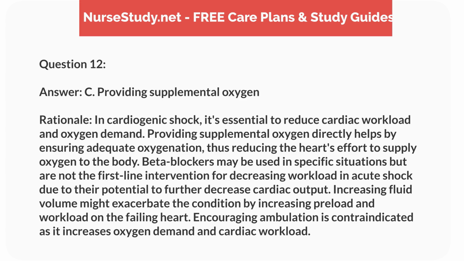Rationale. In cardiogenic shock, it's essential to reduce cardiac workload and oxygen demand. Providing supplemental oxygen directly helps by ensuring adequate oxygenation, thus reducing the heart's effort to supply oxygen to the body. Beta blockers may be used in specific situations, but are not the first-line intervention for decreasing workload in acute shock due to their potential to further decrease cardiac output. Increasing fluid volume might exacerbate the condition by increasing preload and workload on the failing heart. Encouraging ambulation is contraindicated as it increases oxygen demand and cardiac workload.